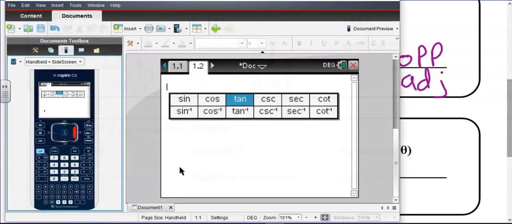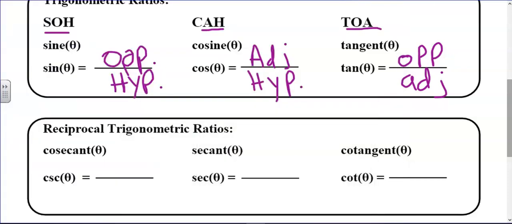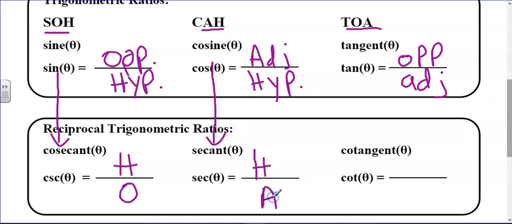Now, we notice when we hit our trig button, we have 3 more, right? Cosecant, secant, and cotangent. Now, the good news is you don't really have to memorize them. You just have to know which one goes with which. So I put them in order, and reciprocal means we flip it. So cosecant goes with sine, and it's H over O, hypotenuse over opposite. Secant and cosine are buddies. So instead of A over H, it's H over A. And tan and cotan are buddies, and it's A over O.